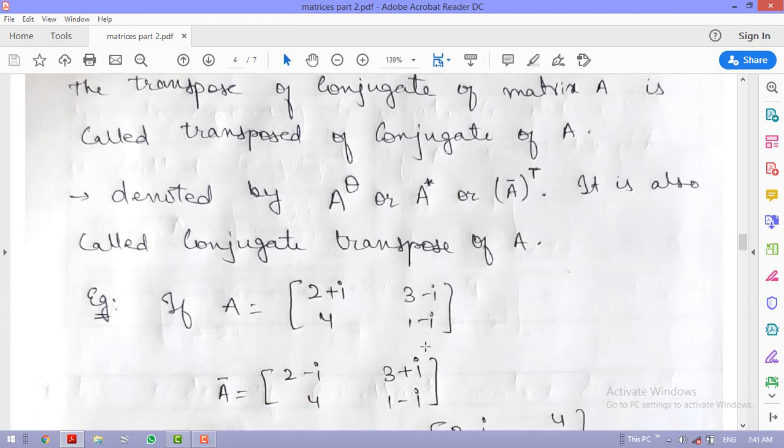Now let us see an example. If A equals 2 plus i, 3 minus i, 4, 1 minus i, then the conjugate of that will be 2 minus i. As I said before, I am only applying a sign change operation to an imaginary number. So it is 2 minus i. Here you can see 3 minus i, and I have changed it to 3 plus i. Here it is just 4, so I didn't change any sign because there is no imaginary number. And sorry, I wrote 1 minus i over here; you have to change it to 1 plus i.